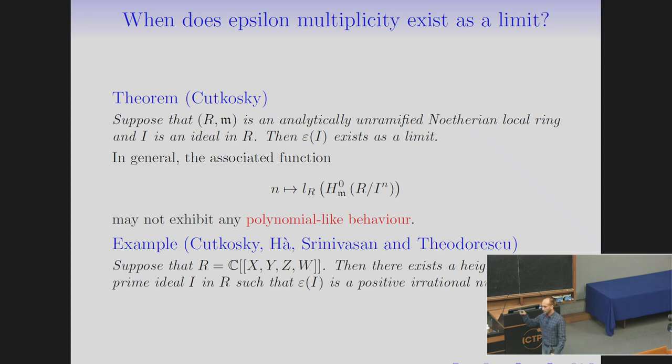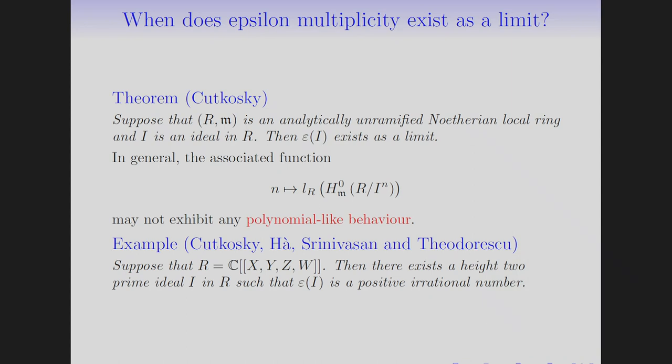Now, this example presents the obstruction in working with this multiplicity. In general, the length function associated to the epsilon multiplicity doesn't have any polynomial behavior. It's partly due to the fact that the saturated Rees algebra need not be Noetherian. In fact, there is an example by Cutkosky, Sarkar, Srinivasan, and Theodorescu. They produce an example of an ideal I in a four-dimensional regular local ring whose epsilon multiplicity is irrational. In fact, if you accept Nagata's conjecture, then at least conjecturally, you can produce an example of an ideal in a three-dimensional regular local ring where you get an irrational epsilon multiplicity. So the question is, what about dimension two? We will answer the question after a few slides.